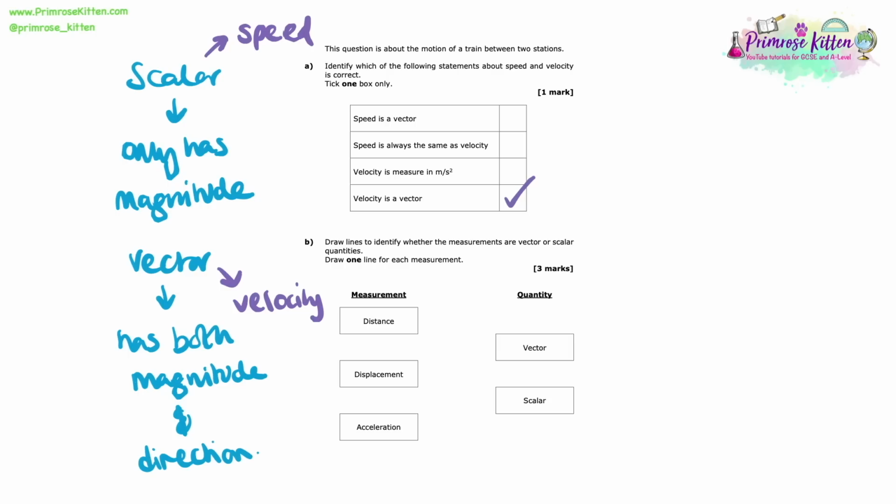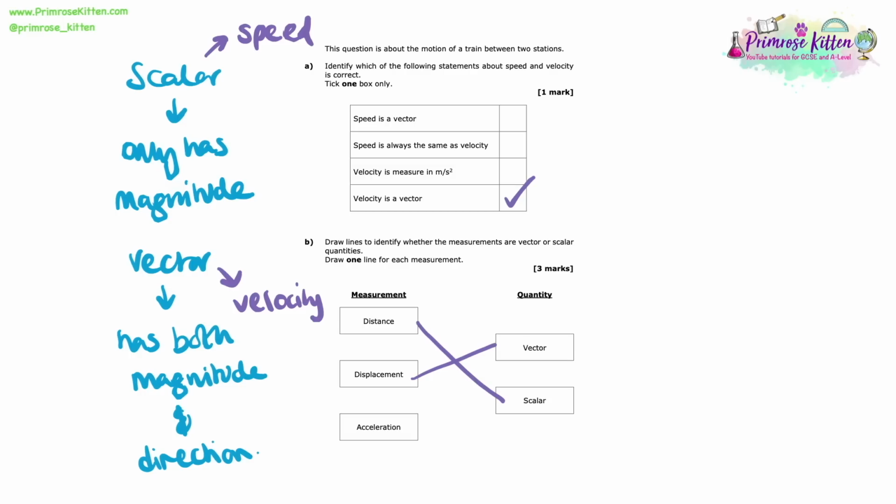Now we're asked to draw lines to identify whether the measurements are vector or scalar quantities. So these are just bits that we need to have memorised really, okay? So we need to know that distance is an example of a scalar. So distance just tells us how far we've gone, but it doesn't tell us in what direction. Displacement, on the other hand, is the vector version of distance because it does tell us if we went backwards, forwards, left, right, east, west, north, south.